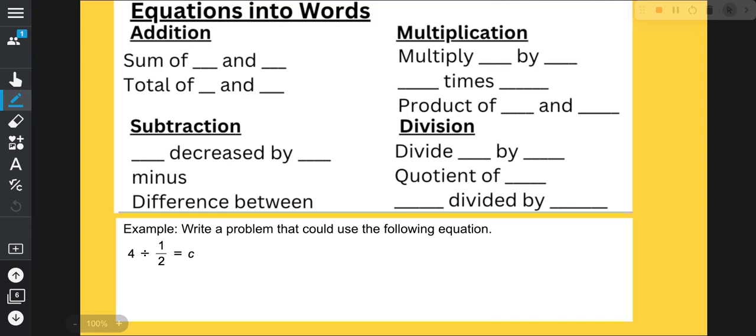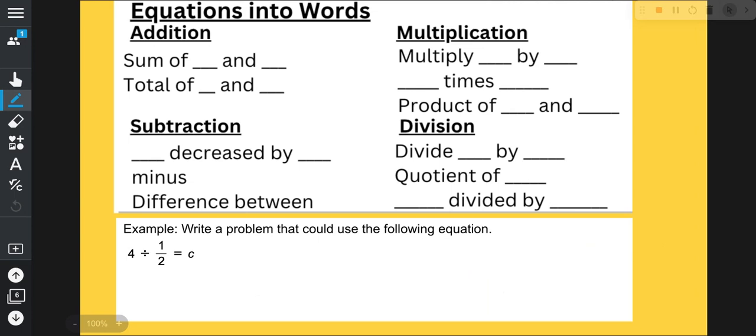Here are some different ways to help you understand how to say some of the equations. So, equations into words. If it's addition, sum of blank and blank, total of blank and blank. And we'd fill those blanks in with the known numbers of a problem or a variable. Subtraction, we might say blank decreased by blank. We might use the word minus or difference between.